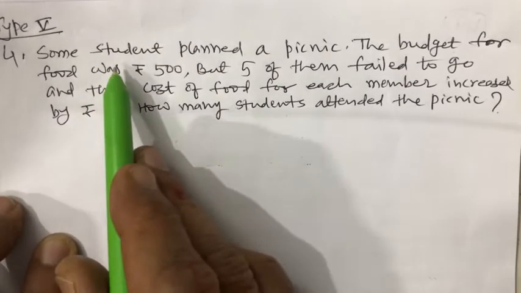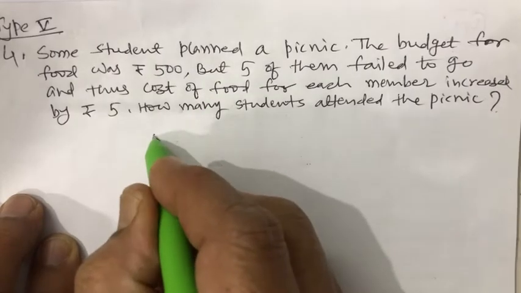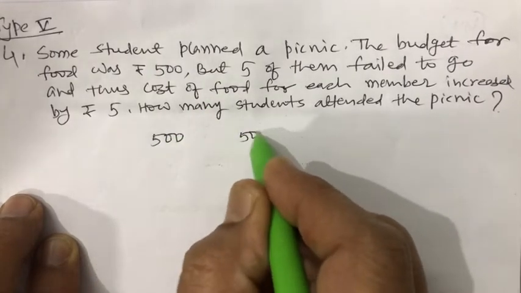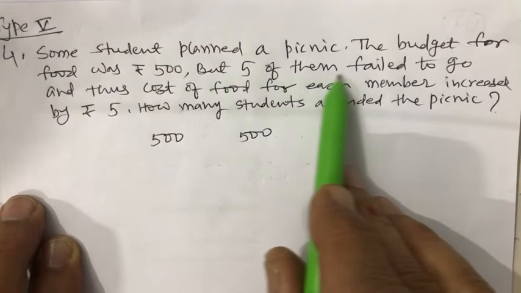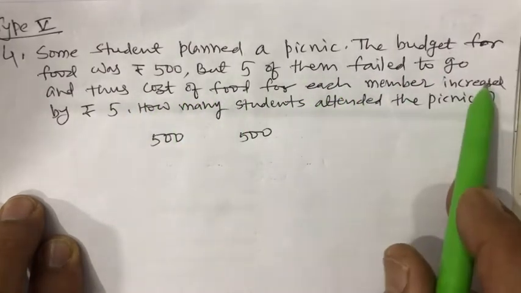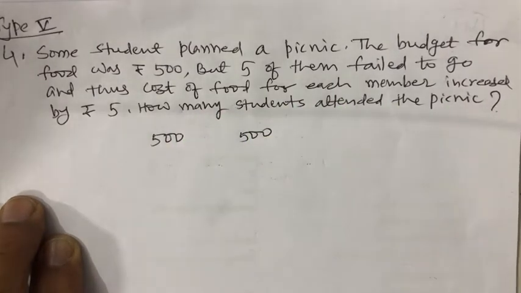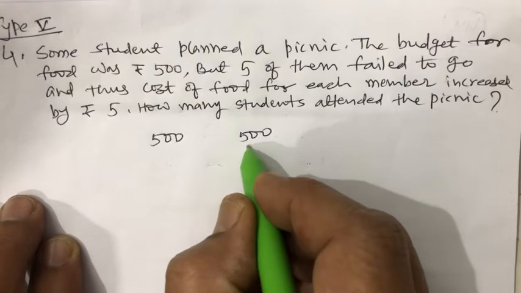Yes. Some students planned a picnic. The budget for the food was ₹500. But 5 of them failed to go, and thus the cost of food for each member increased by ₹5. How many students attended the picnic?